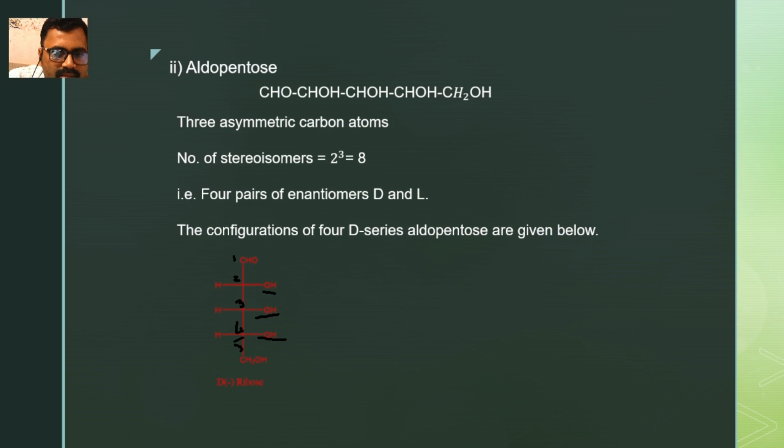Again in this series we observe that this OH group is present on the right hand side in the Fischer projection formula. So this compound, or this structure, is called D-ribose.